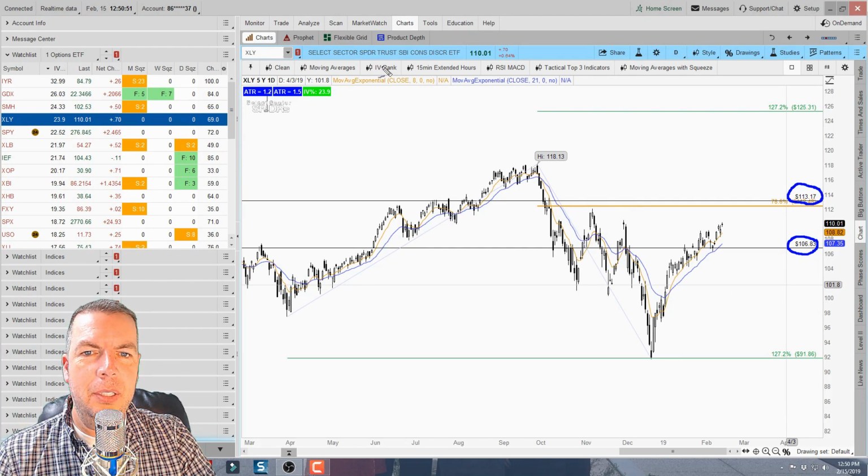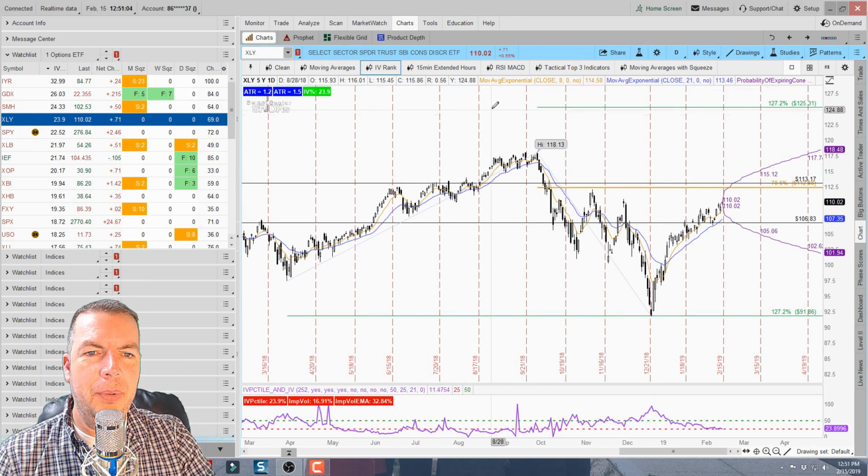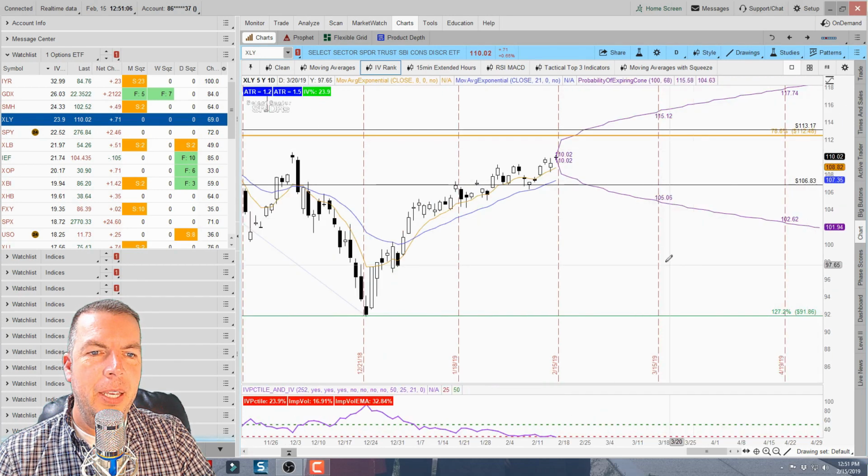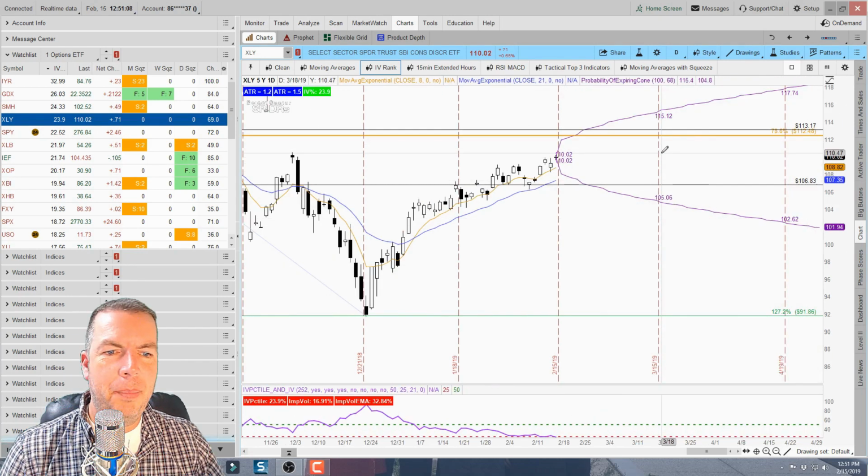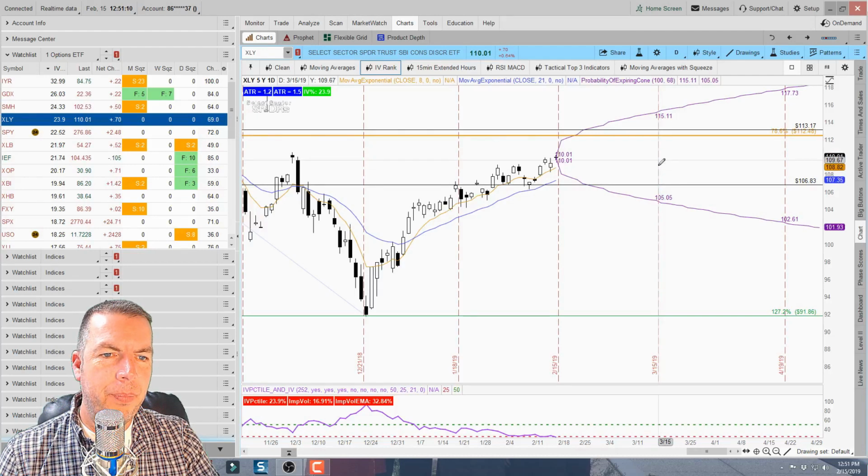So let's look at IV rank here, and you can see when I click this IV rank tab, I have my chart set up to show you guys where expiration is.